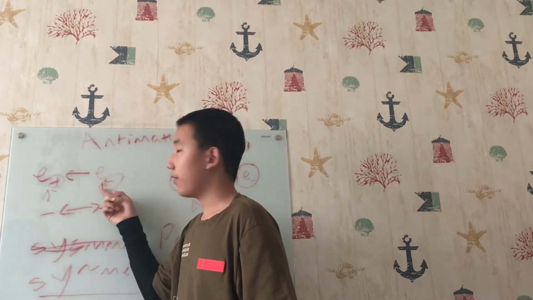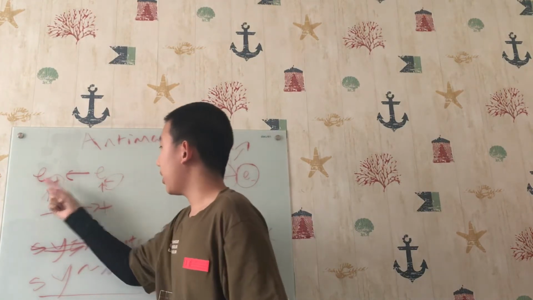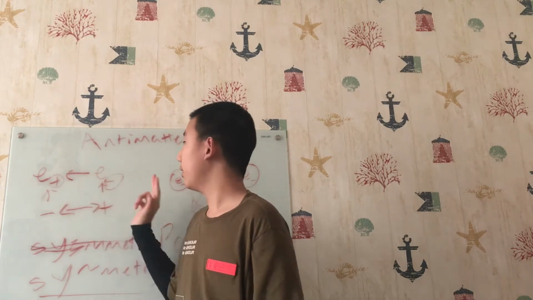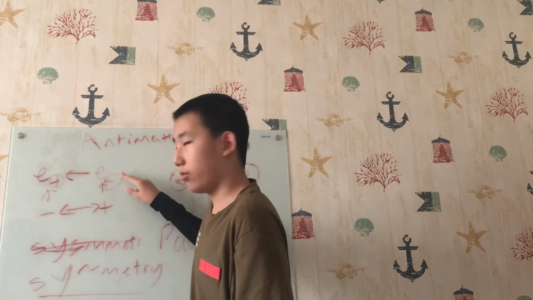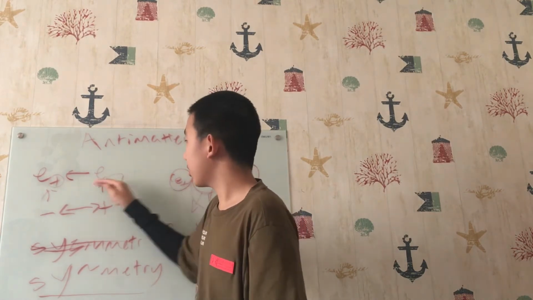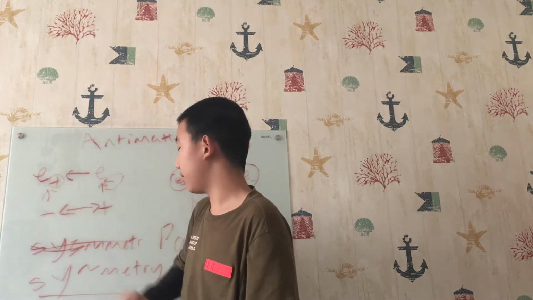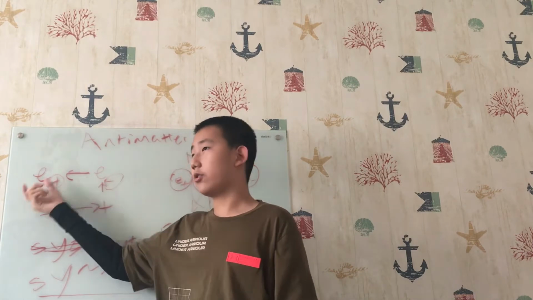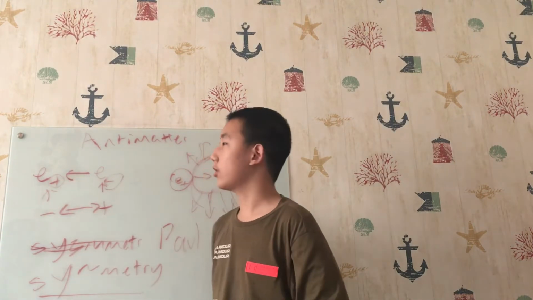So for example, we have the electron and the positron. If you notice, there's a plus and a negative sign here. The electron, which we all know carries a negative charge, and the positron, which carries a positive charge. So notice that a negative charge turns to positive charge, and vice versa.